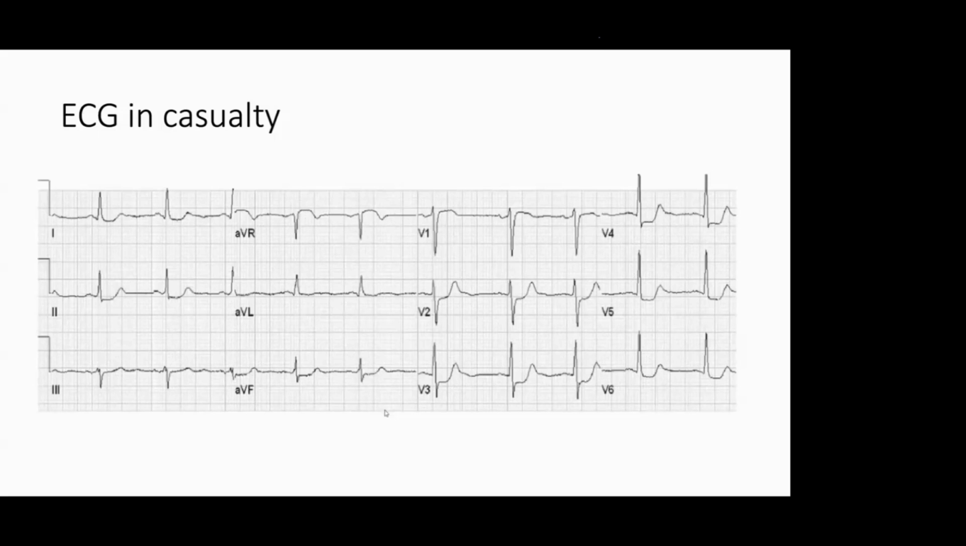Can anyone attempt this? ST depression in 2, 3, aVF, and V2, V3, V4, V5, V6, like an LV strain. But the T wave, can you tell what is the peculiarity? It's not asymmetric inverted like the same patient's ECG you saw just a minute back. The T is going up.